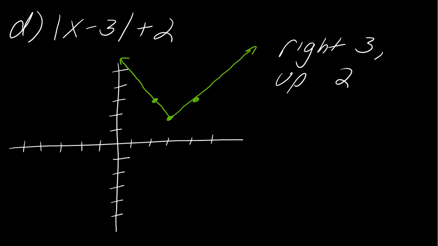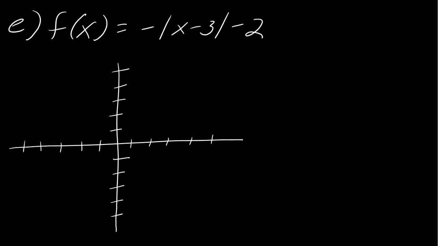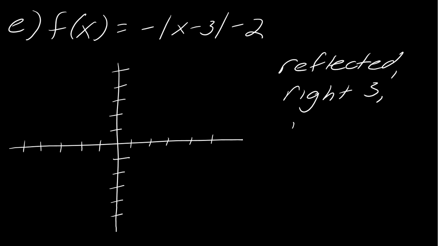All right. So, cool. Now, I've only got 2 more. This is to get you the general idea of this. So now I have this minus sign here. So write down everything that's happening. Just write down what you think is happening and then hit play. So this is going to be reflected over the x-axis. This is going to go right 3 and down 2.